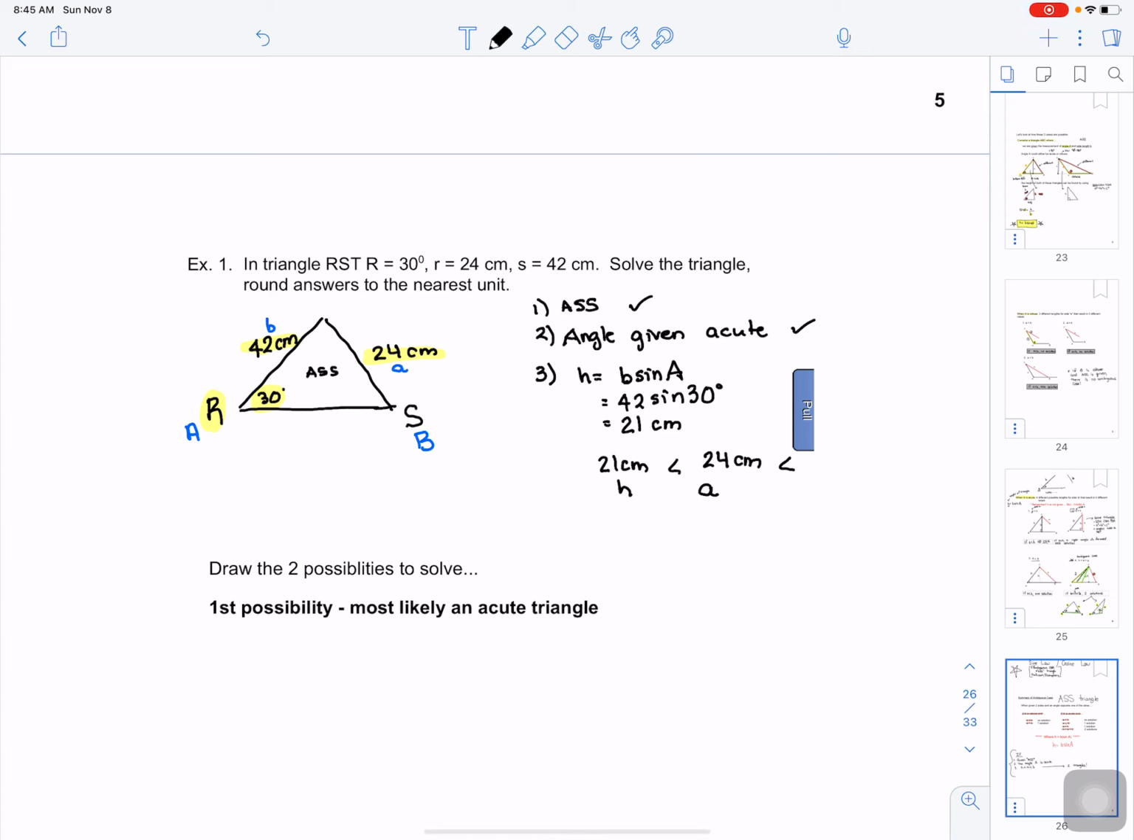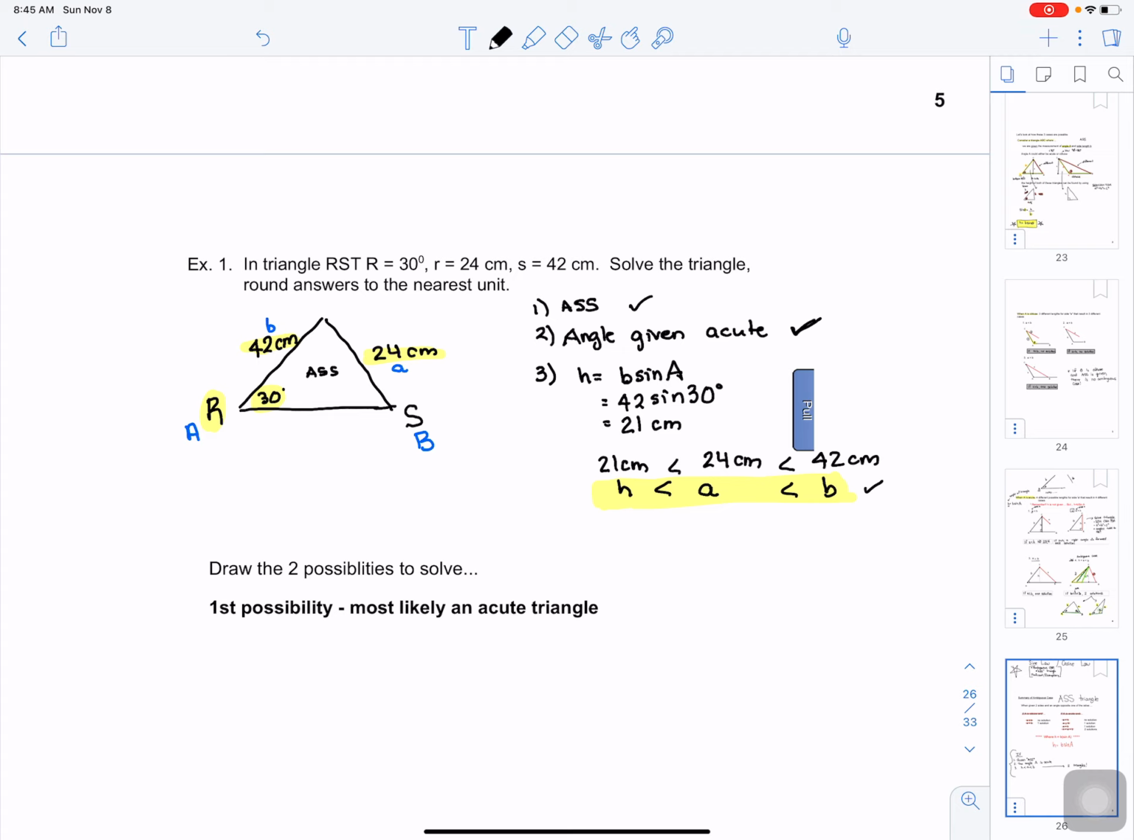And then I also see my B. This is what I'm looking for. Is this happening? Because if this thing in yellow is happening, then I have the ambiguous case with 2 triangles possible. And then my B is 42 centimeters. So because I have an ASS triangle, my given angle is acute, and I satisfy this inequality, I have 2 answers possible.